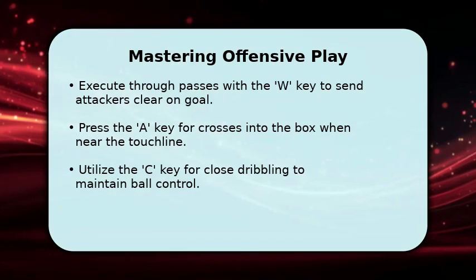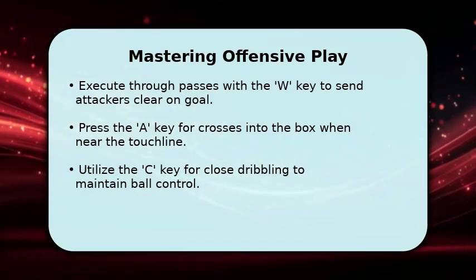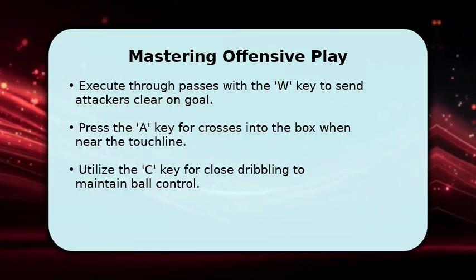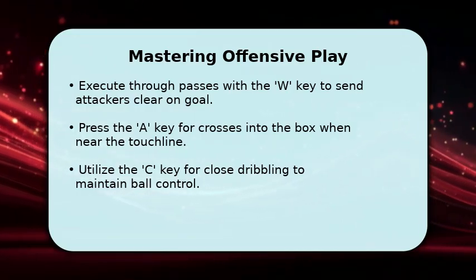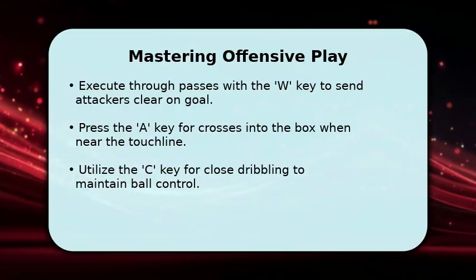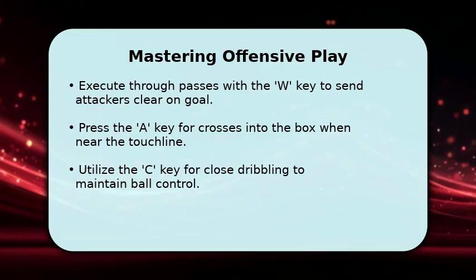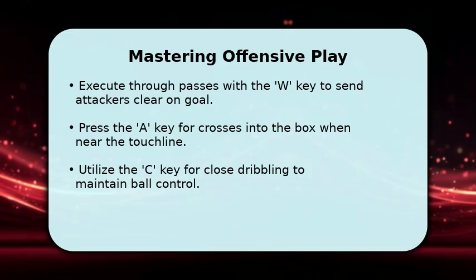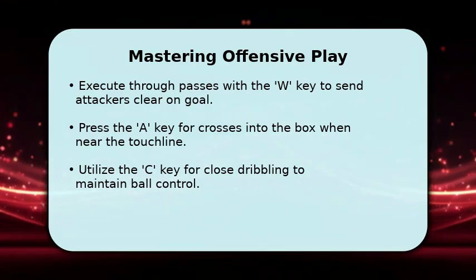Now, let's elevate your offensive game. To create scoring opportunities, use the W key for through passes, sending your forwards into space. For crosses into the box, press A when near the touchline. When shooting, a quick tap of D performs a regular shot, but holding it down increases power. Combine these with the C key for dribbling close to the ball, allowing you to weave past defenders and set up fantastic goals. Practice these moves to become a formidable attacking force.